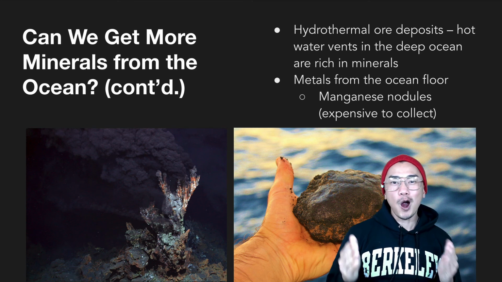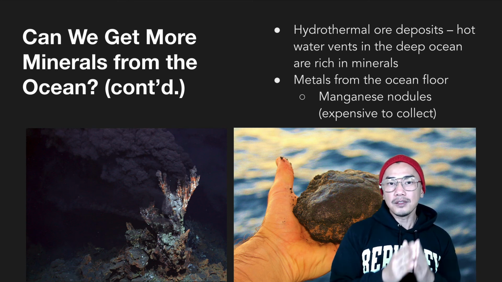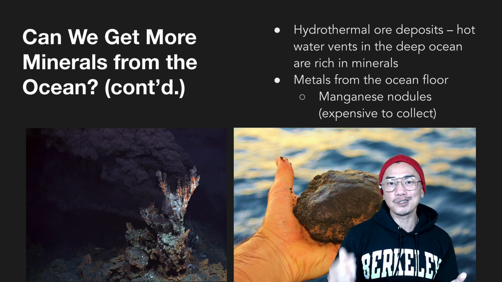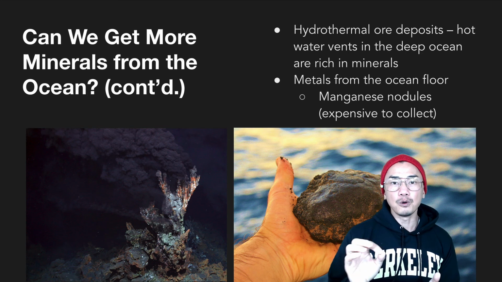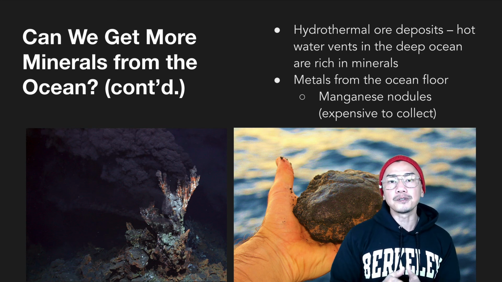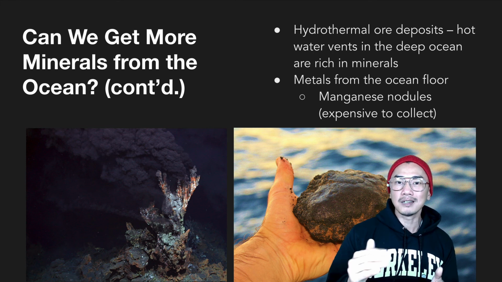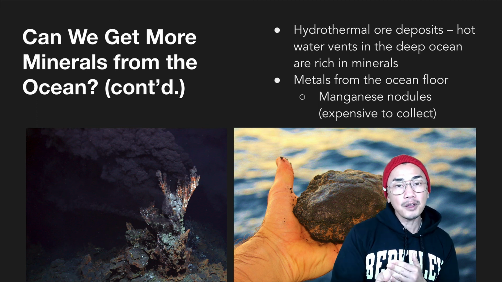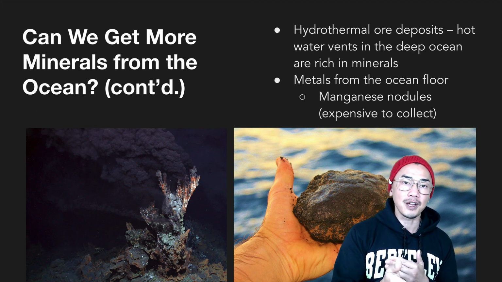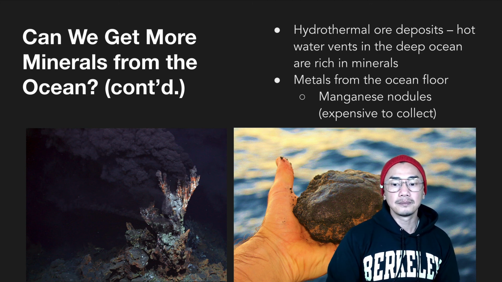Hydrothermal vents are hot water vents in the deepest parts of the ocean. They do contain ore deposits that are rich in minerals. There are also metals on the ocean floor. There are things like manganese nodules that are high in mineral content, but are so deep and so spread out that they'd be very expensive to collect. The photo on the left shows a hydrothermal vent, and the photo on the right shows a manganese nodule.